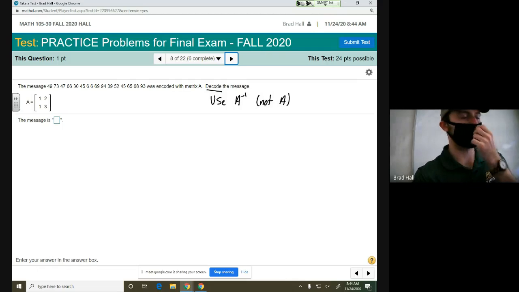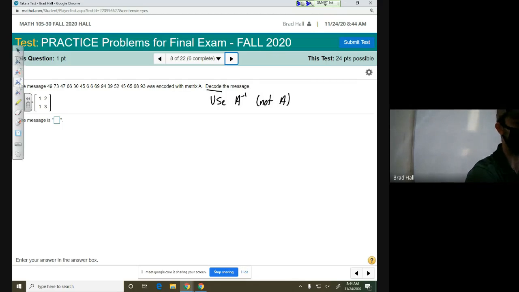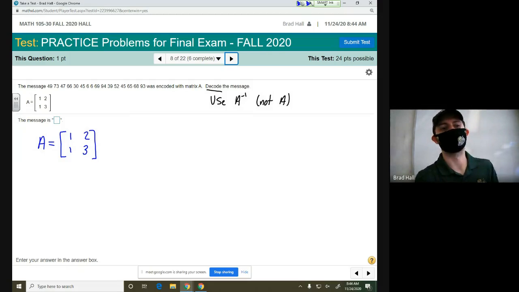So in your calculator, this is what you can do. In blue, I'm going to put what I recommend you do in the calculator to make this as simple as possible. Make A the matrix 1, 2, 1, 3, because you can do the inverse in the calculator later.